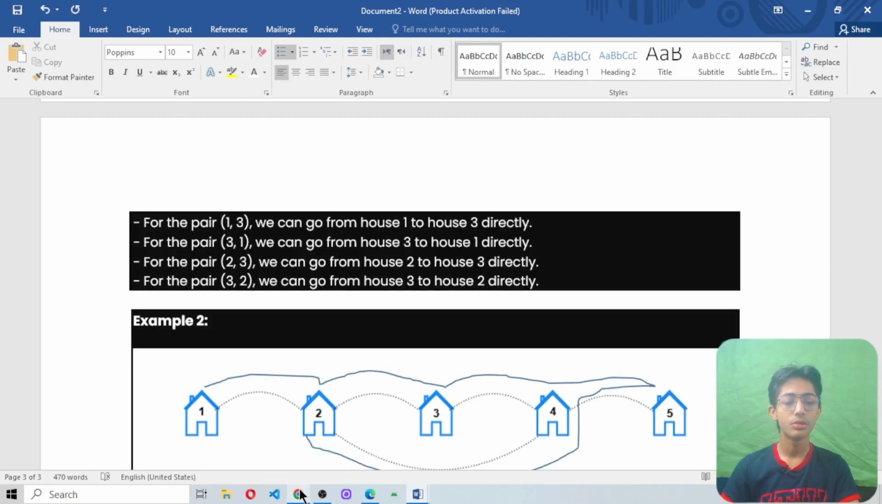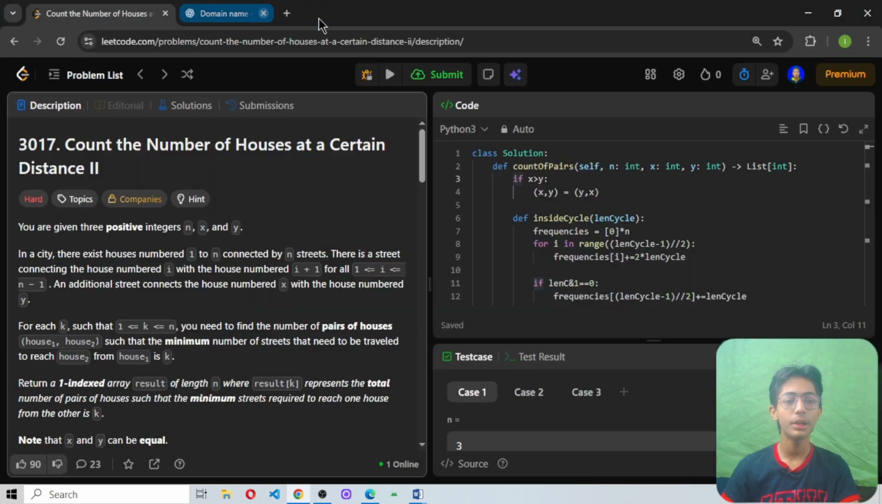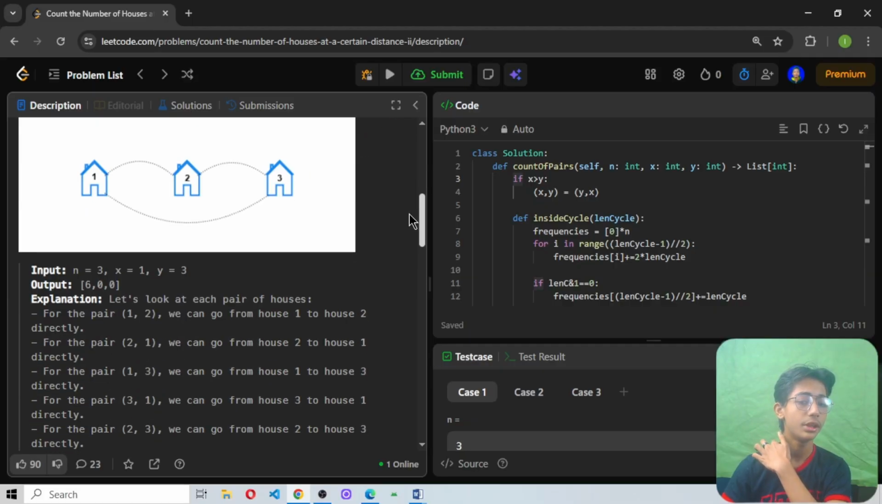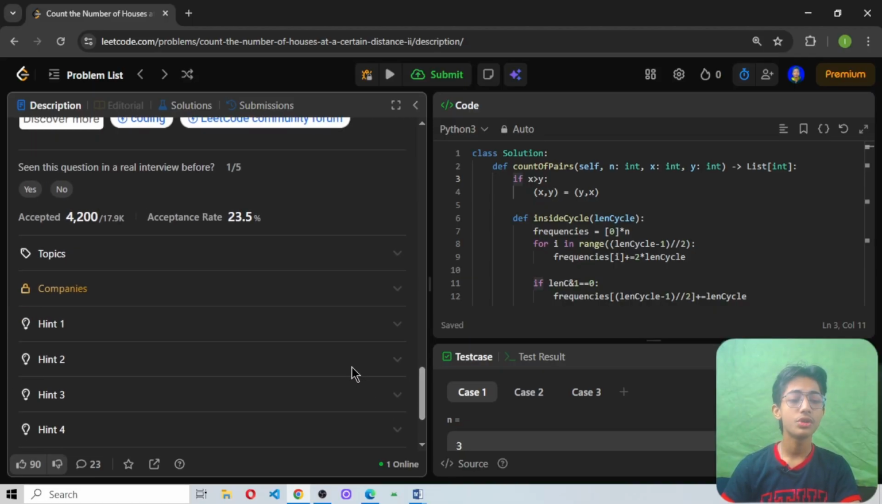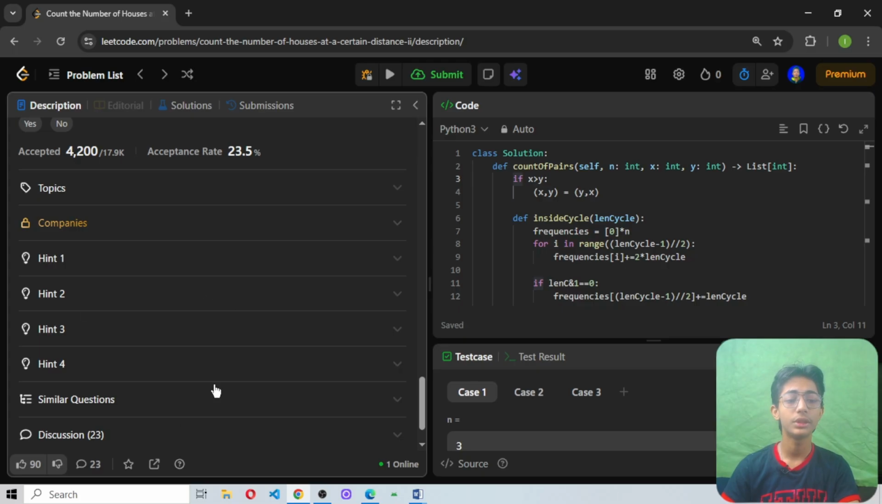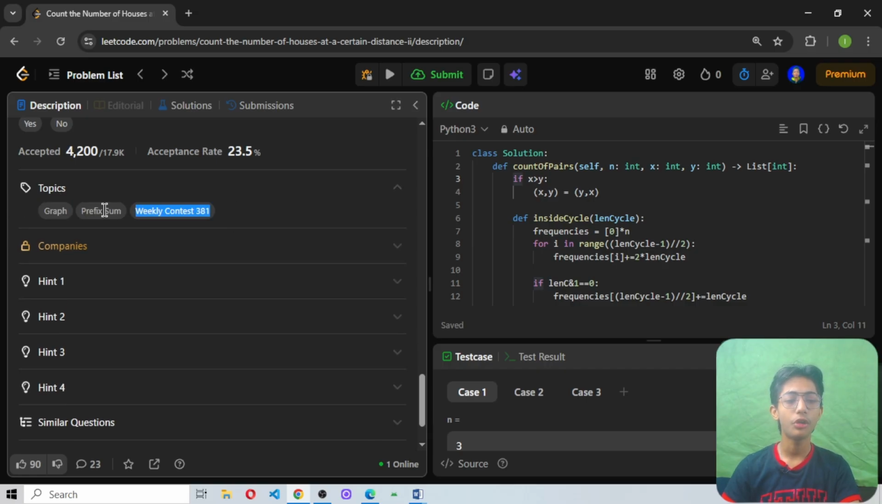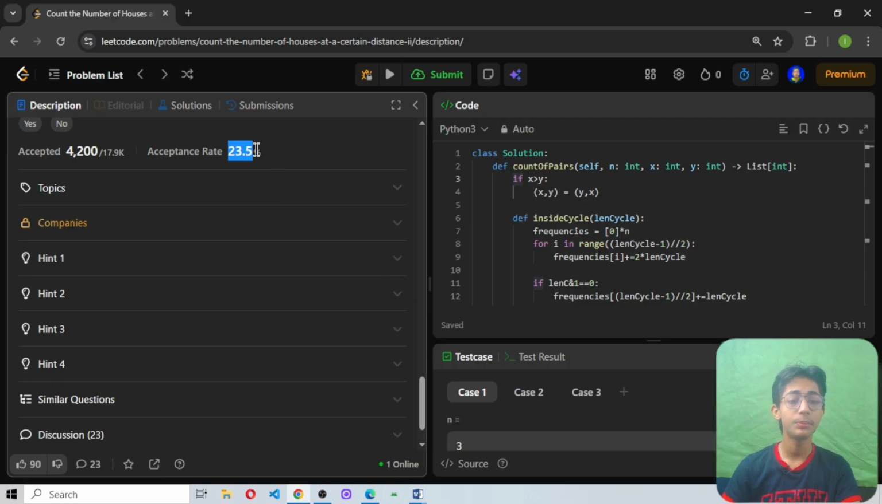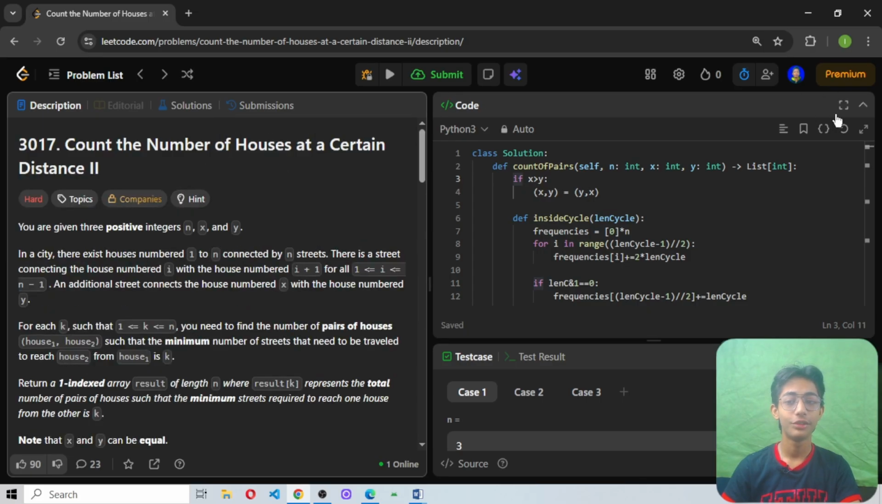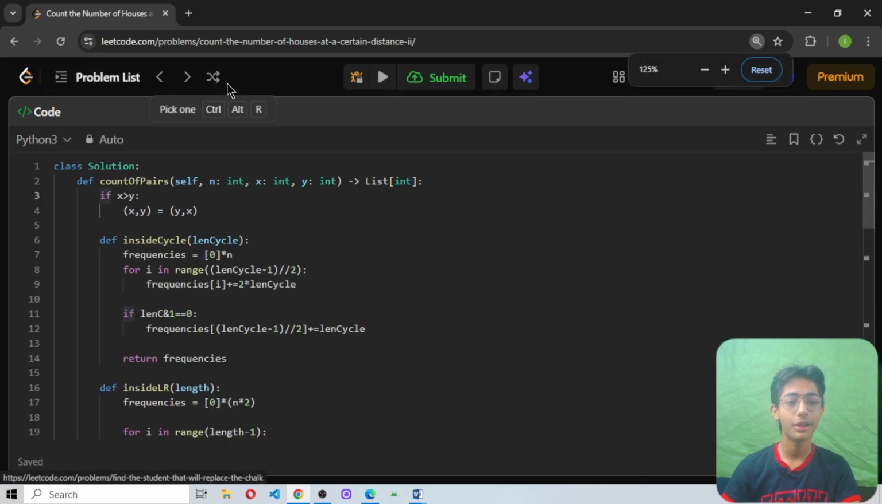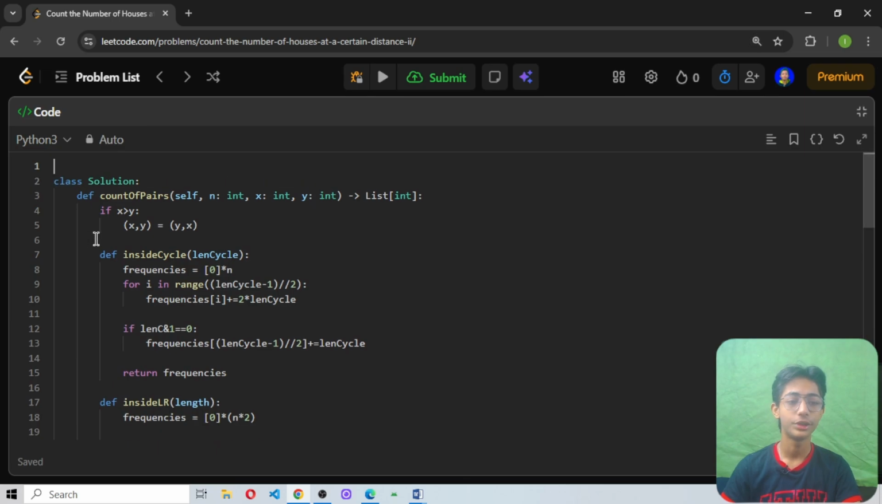Okay, so let's come to our Google Chrome. This is the hard question which we are solving, so it is a little bit tricky. In this question there are 4 hints included because it is a hard question, but we don't see any hint, we only see the topics. There are 3 topics included: graph, prefix sum, and weekly contest 381. And only 23% of people solve this question. So now you can think how tricky and hard this question is.